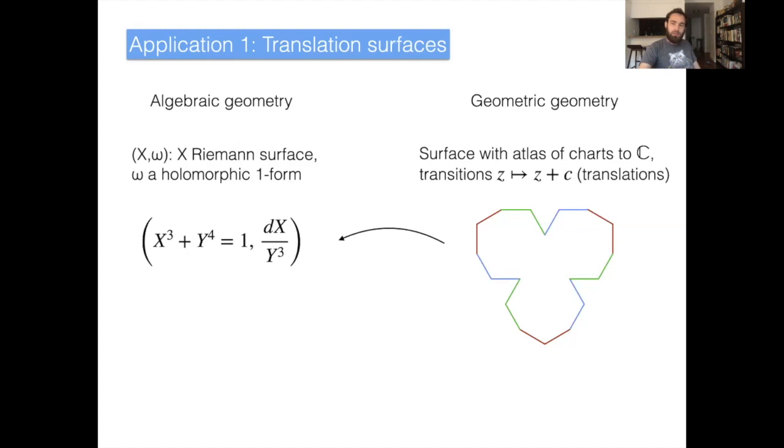So how do you pass between this? How do you take this funky polygon picture and turn it into an algebraic equation? You recognize that this thing sits inside the plane.